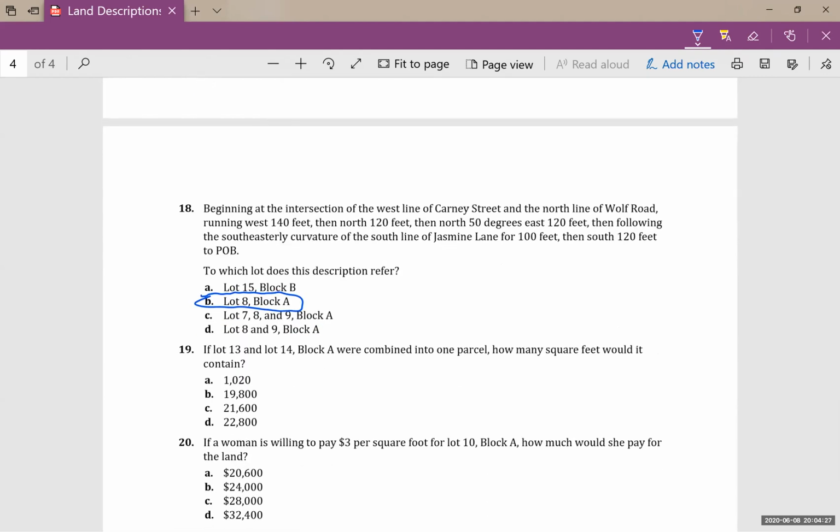19, if lot 13 and lot 14, block A, were combined into one parcel, how many square feet would it be?